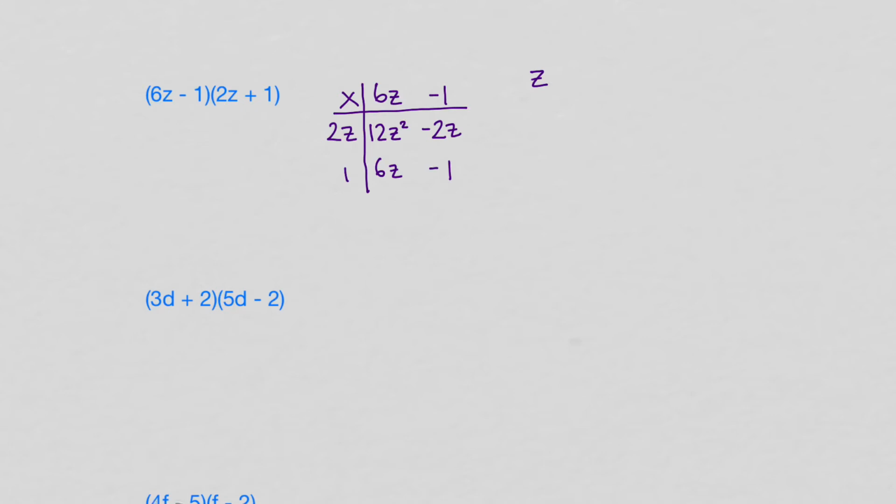So again, we can put these two terms together, and that will give us an answer of 12z squared, and then we've got minus 2z add 6z, or 6z minus 2z. Whichever way we look at that, we've got a positive 4z, and then we've got our minus 1 on the end. So the answer to that one is 12z squared plus 4z minus 1.